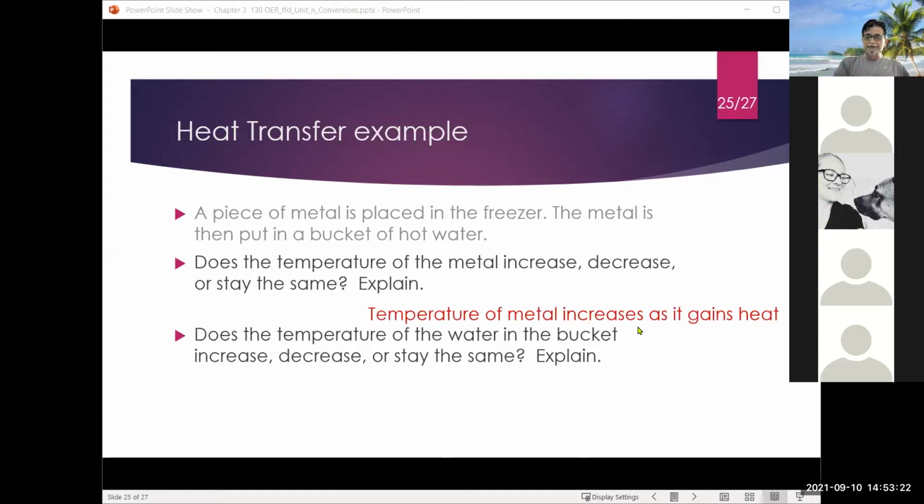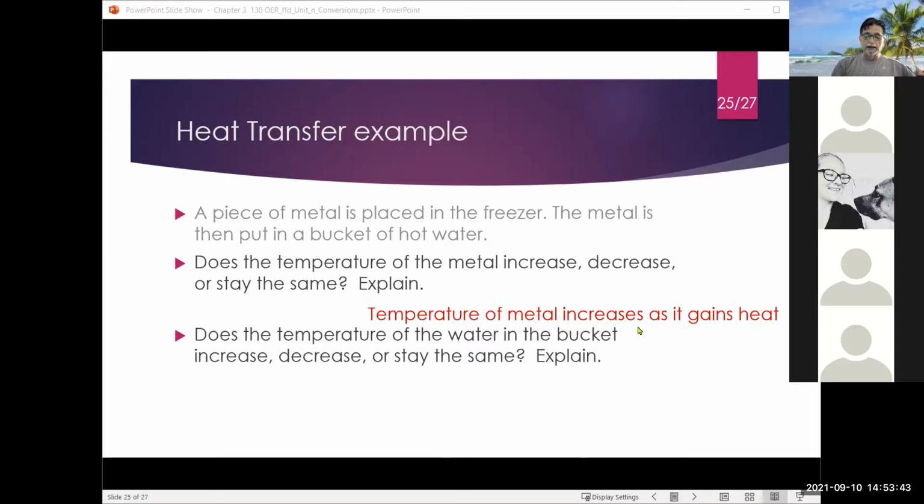No takers? Okay. It will increase. Thank you. Of course, right? Increase, yeah. It makes sense because again, the hot water is a high temperature, high energy, and the metal is the low energy. So the heat transfers from there.